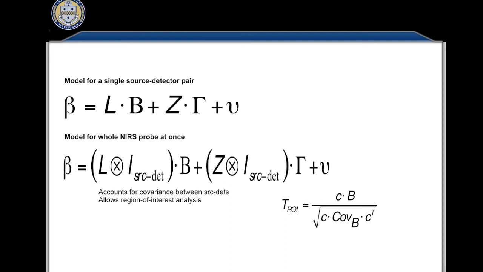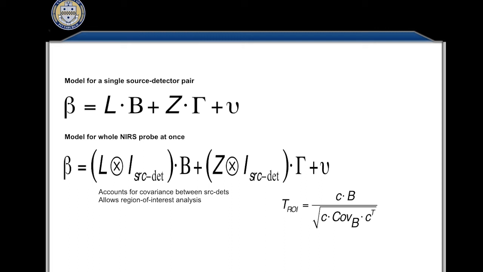And then you have the equation, you know, the covariance is inverse of x transpose x times sigma squared, right? So it ends up being number of regressors times number of source detectors by number of regressors times number of source detectors. But it's based on a time series analysis.